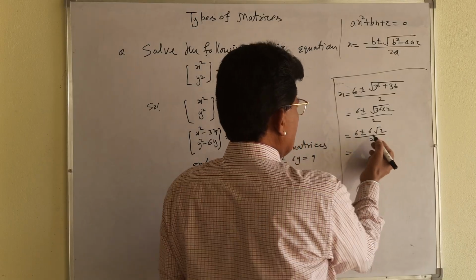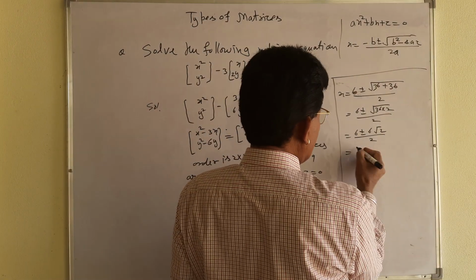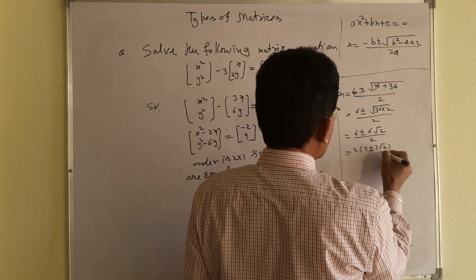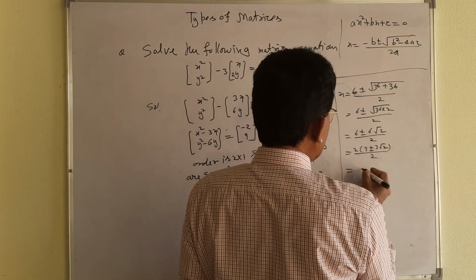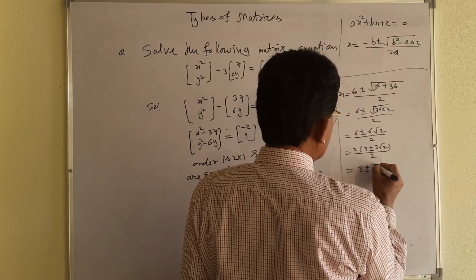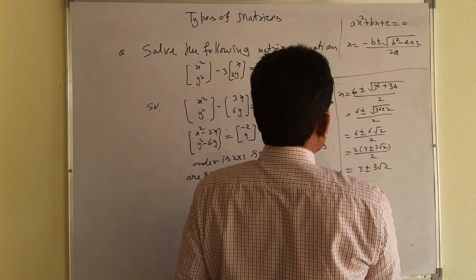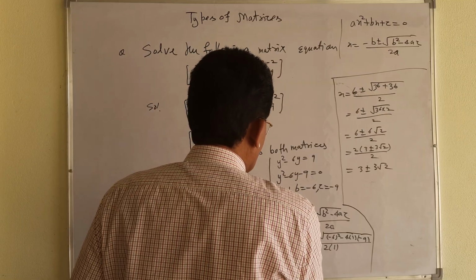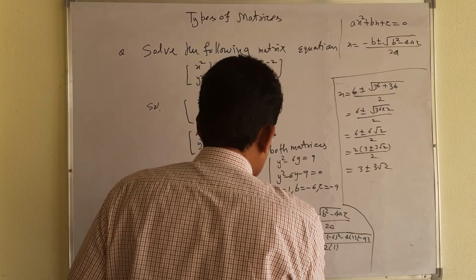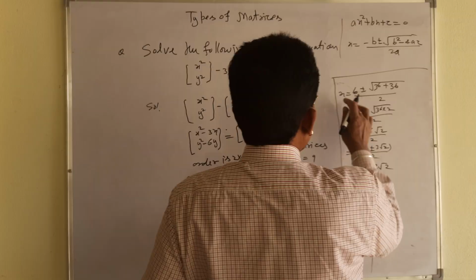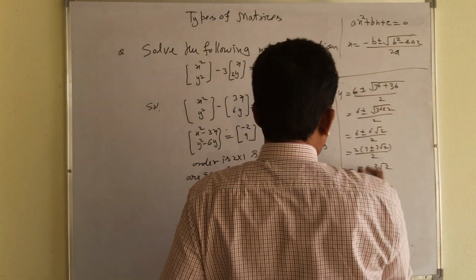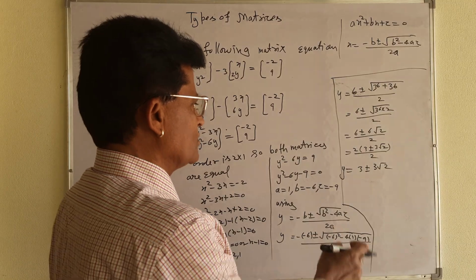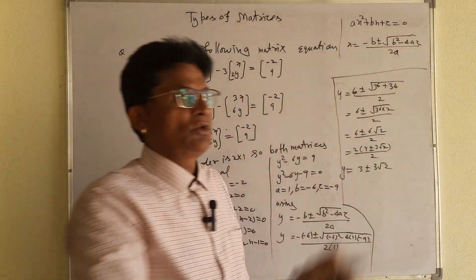Okay, and 2 I am going to take out. 2 common ले लीजिए. 3 plus minus 3 root 2 divided by 2. 2 will be cancelled by 2. 3 plus minus 3 root 2. That is the value of y, not x, because here the equation is given in the form of y. And y will be equal to, you see, there will be two values of y. What are the two values? 3 plus minus 3 root 2.